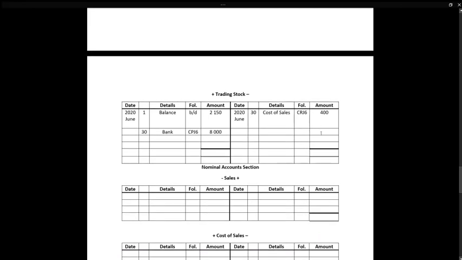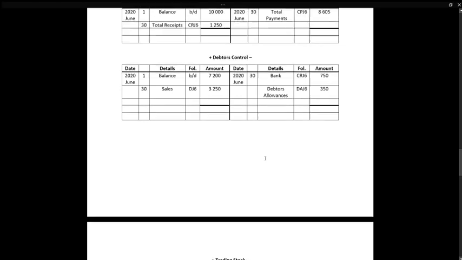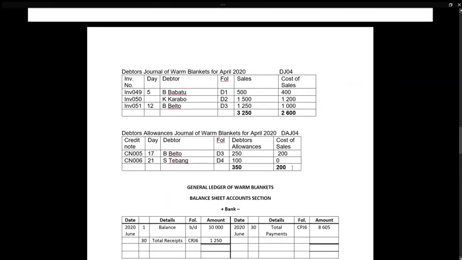My trading stock will decrease with that amount. So 2,600 Rand. Where did I get the information? Debtors journal number 6. Details will be cost of sales. Took place on the 30th as well. But now my trading stock will increase if debtors bring back trading stock to the value of 200 Rand. Remember, Balto was unhappy, so he returned products which cost us 200 Rand to sell to him in the first place. We're just reversing the transaction.